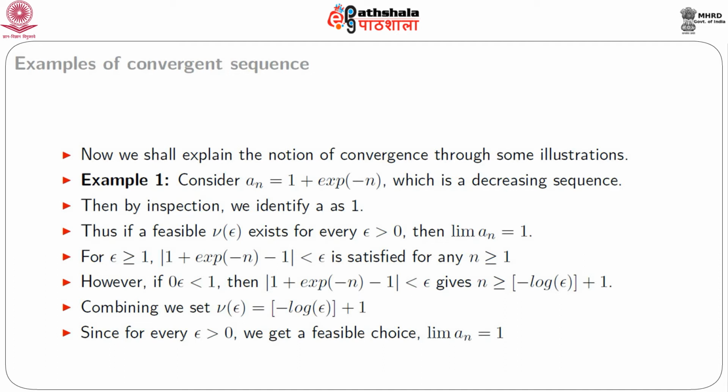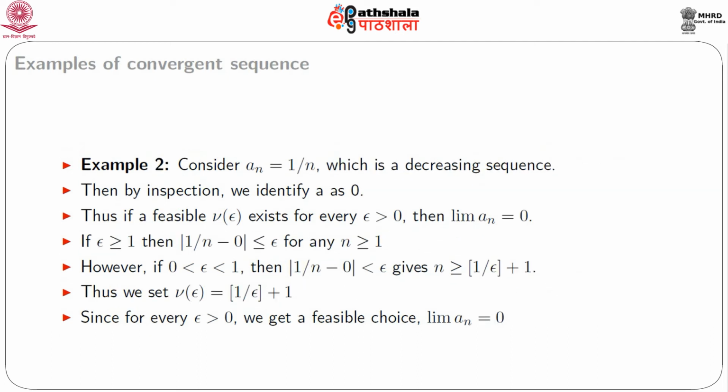However, if 0 less than epsilon less than 1, then the absolute value of 1 plus e to the power minus n minus 1 less than epsilon gives n greater than or equal to the box of minus log epsilon plus 1. Now, note that this box means the greatest integer contained in minus log epsilon. And it is interesting to note that since epsilon belongs to (0, 1), this minus log epsilon is actually positive. So, we get a positive integer new epsilon, which is the box of minus log epsilon plus 1 in this case, and therefore, since for every epsilon greater than 0 we get a feasible choice, we find that limit of a_n exists and is equal to 1.